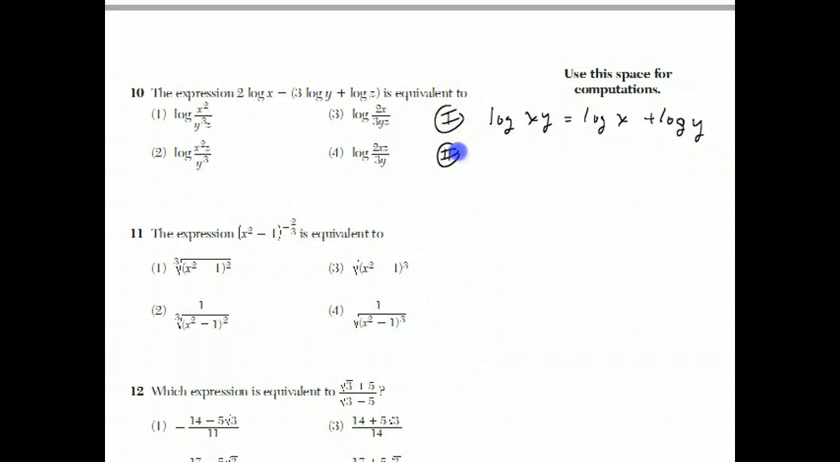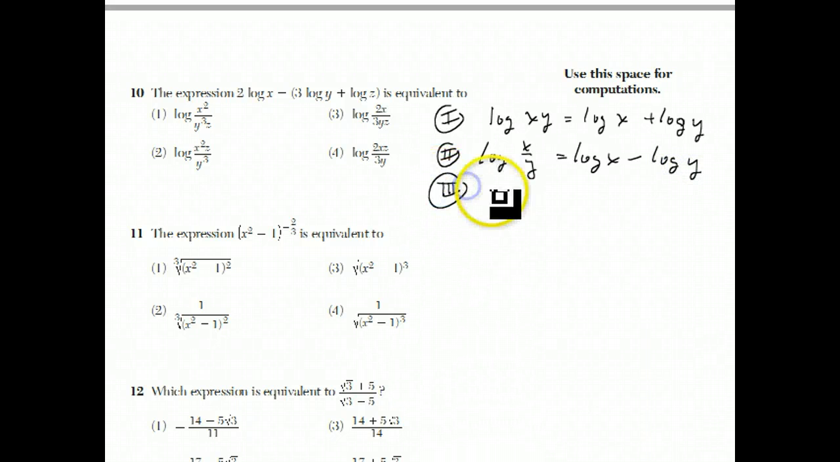Rule number 2 is if you have log of x over y, we can replace it with log x minus log y. And the third log rule is if you have log of x to some power, you can bring the power in front of the log. There are a lot of justifications for these 3 rules, but right now, I assume you're just trying to cram for the Regents. So these rules work in reverse order also, and that's what they're asking you to do here, to take this complicated expression and compress it into one single log expression.